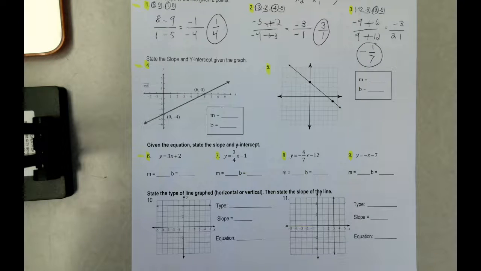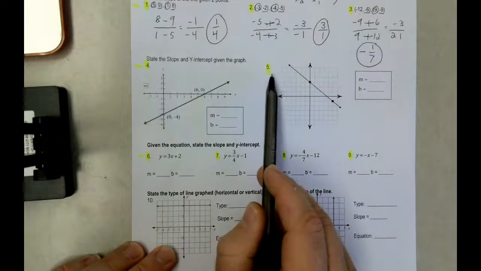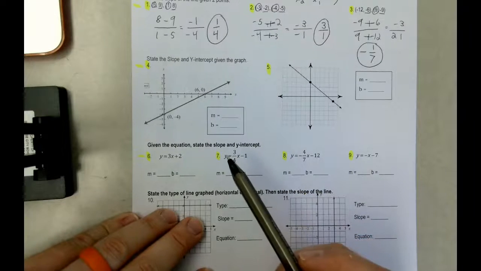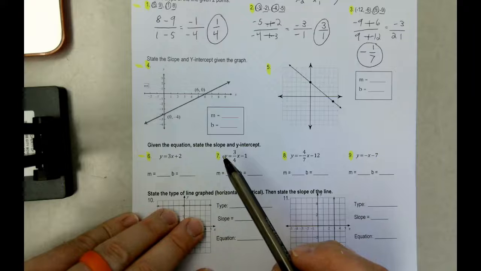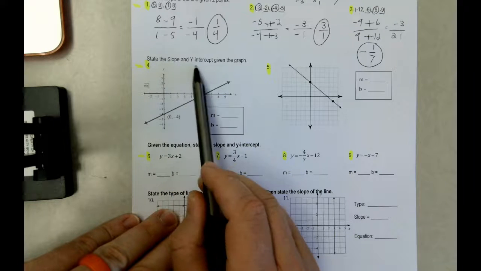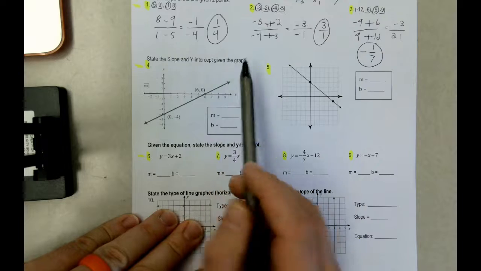In this video, we are just going to do numbers 4 and 5 of our Unit 2 review, and really it is just identifying parts of our line, part of our graph. So number 4, it says state the slope and the y-intercept given the graph. All right, so here we go.